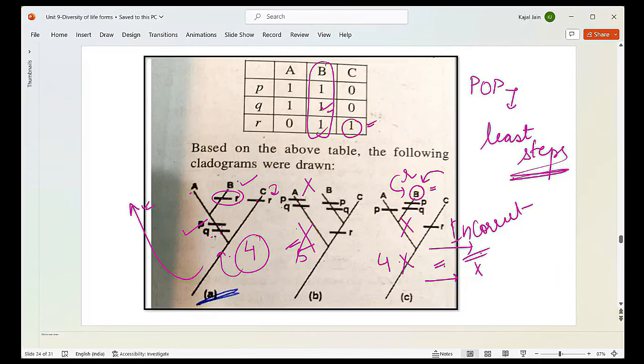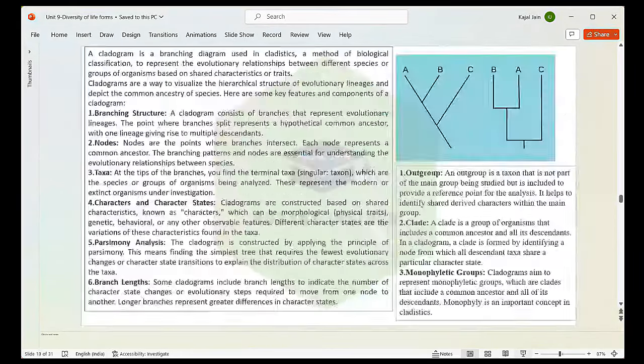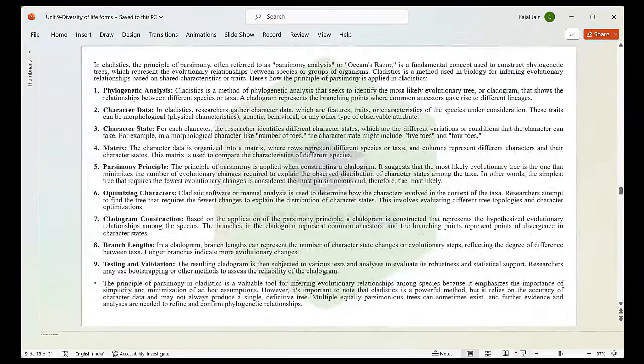This is about the principle of parsimony. Okay? Now see, I have added this entire information for you. You can just go through it after the class. There's nothing different written. Just for your additional information, I've added it so that you can read it afterwards. So principle of parsimony is also called parsimony analysis, and it is also known as Ockham's razor. Remember these two things because it might be asked in any of the match the following questions.